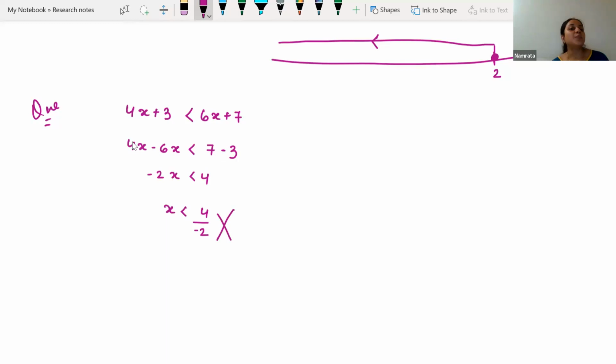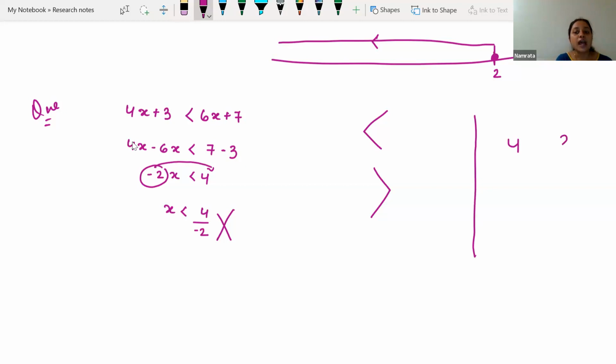There is only one place where we need to be careful, everything else we solve like an equation. But whenever you are going to multiply or divide either side by a negative number, then you have to reverse the inequality sign. So now that we are going to divide by minus 2, we have to reverse this inequality sign. This sign will change into this sign. Why are we doing so? Because you can logically think about it, if we have a number 4 and a number 3, 4 is greater than 3, which is true.